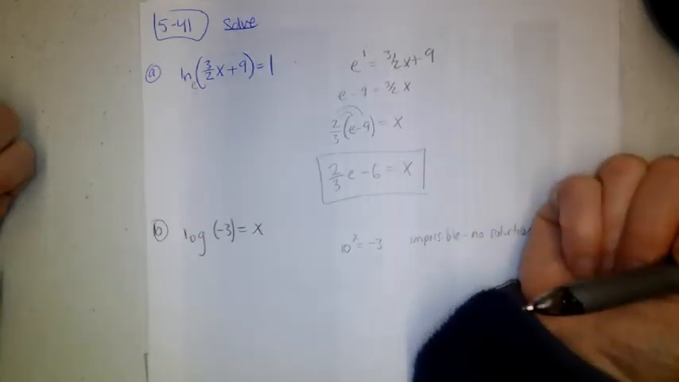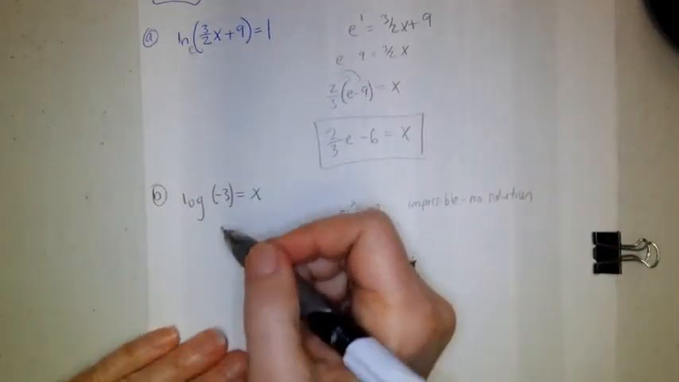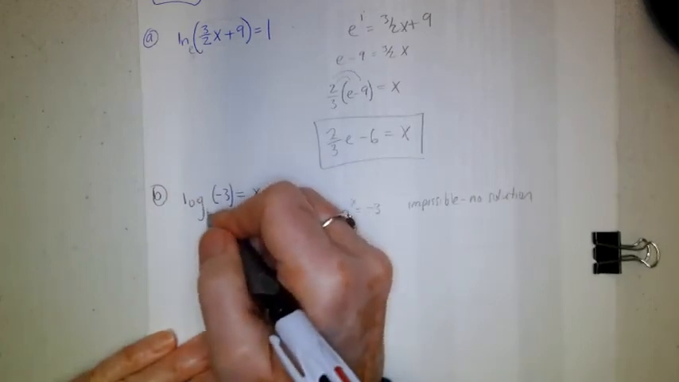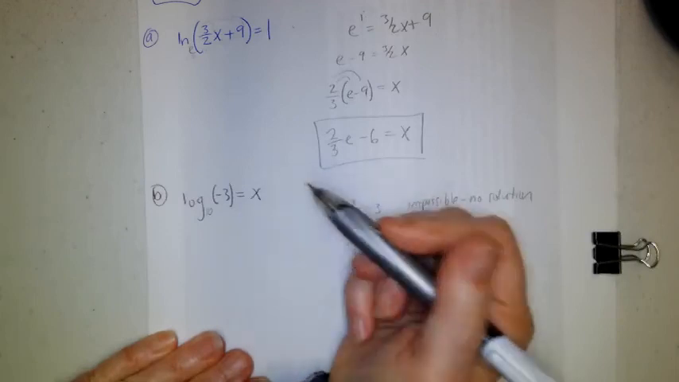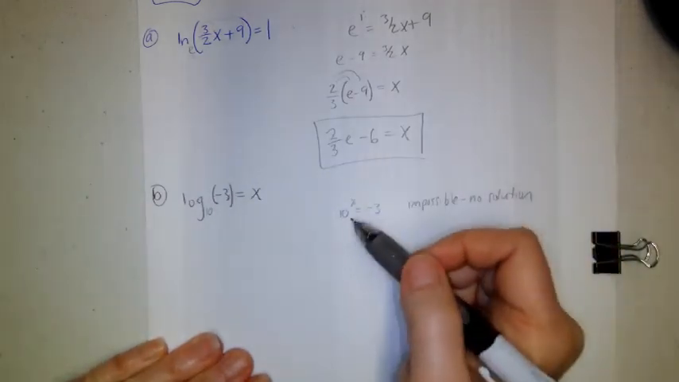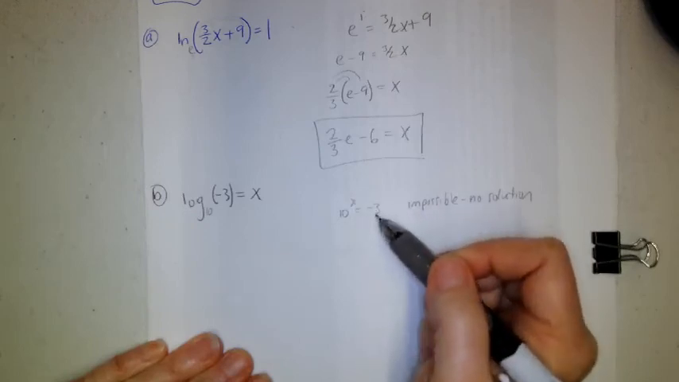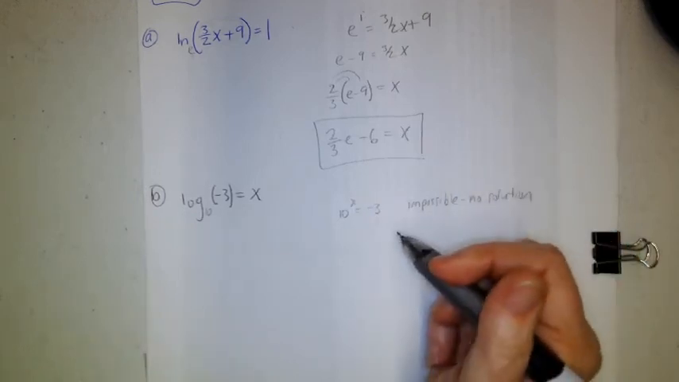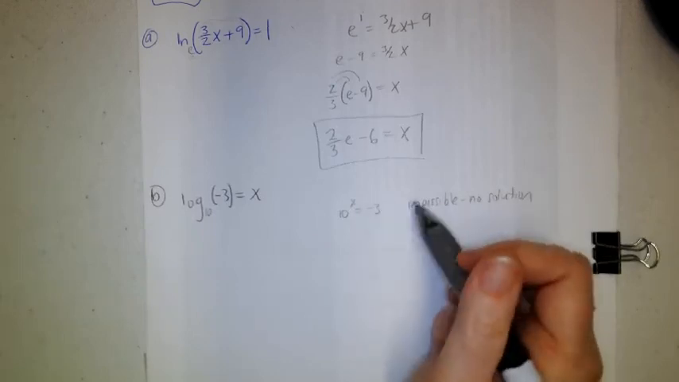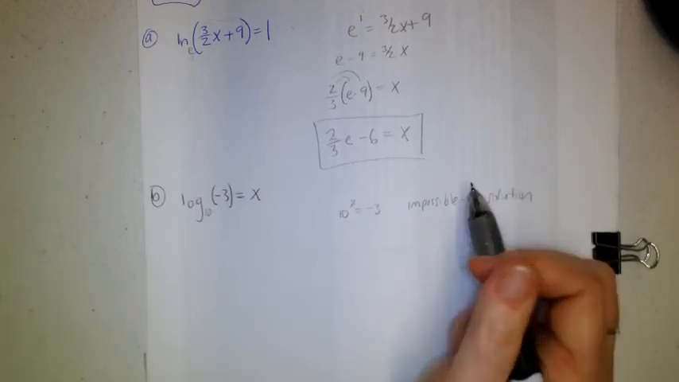And then this has an invisible base of 10. If I rewrote it, it would be 10 to the what equals negative 3. Well, that's not possible. There's no number I could raise 10 to that would give me a negative answer. So I just say impossible, no solution. And that's it.